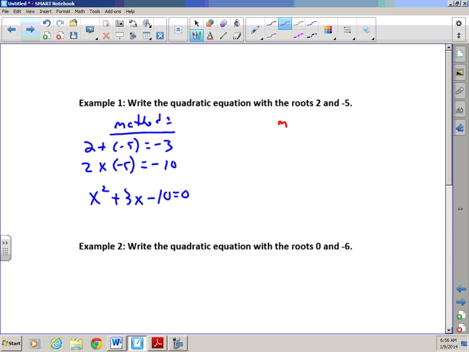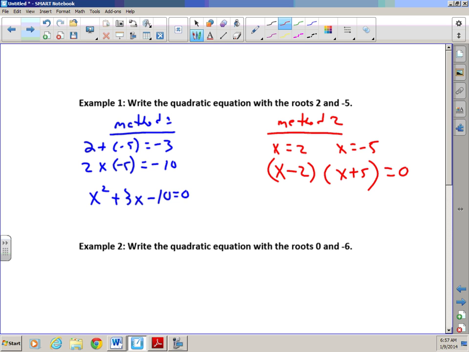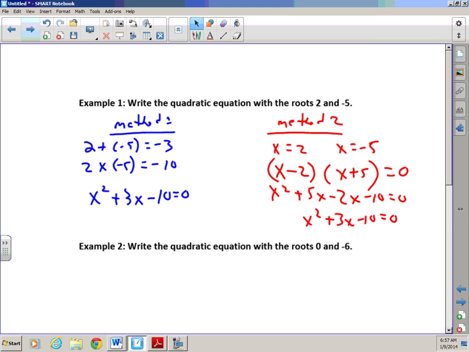Method 2, if my answers were x equals 2 and x equals negative 5, then right before that I had x minus 2 and x plus 5. I FOIL that. I'm going to set that equal to 0. Please don't forget to do that. And then I get my answer. Again, I don't have a preference as to which of these two you use. Just make sure you use one or the other.